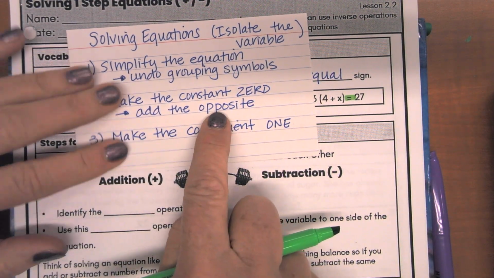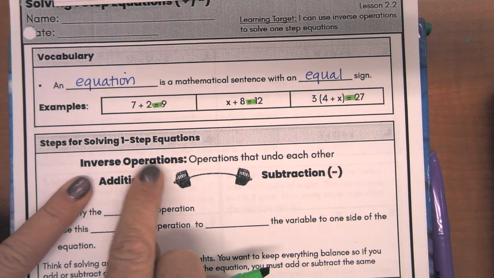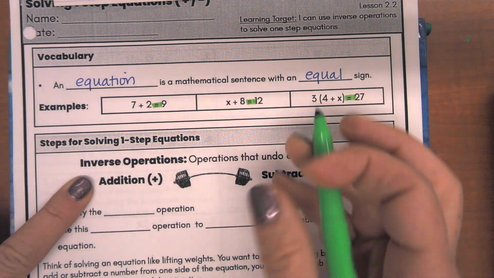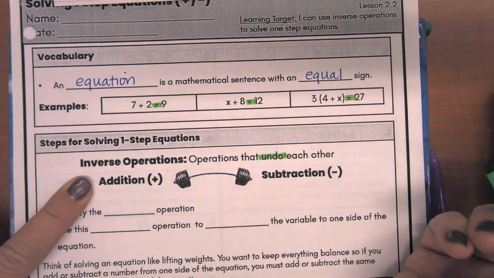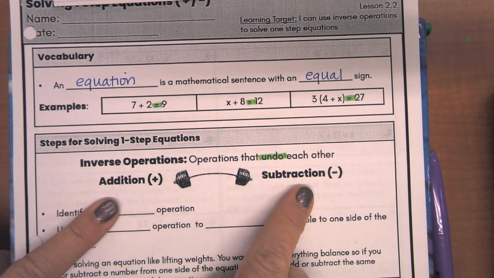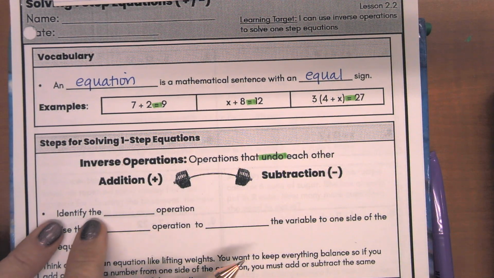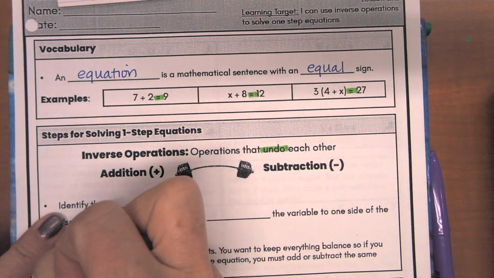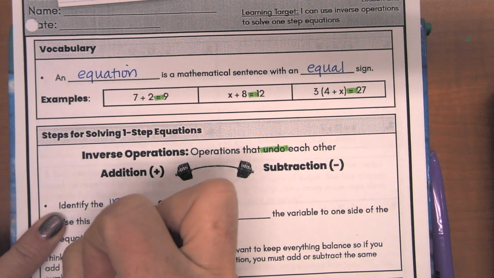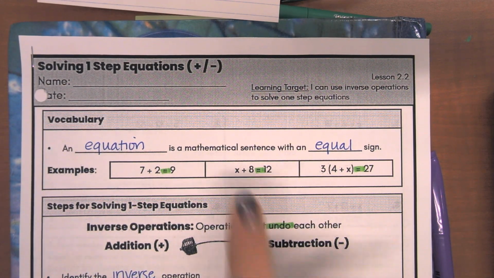Now, in order to solve them, remember in step 2, I told you we were going to add the opposite. What we are actually doing is working with inverse operations. Inverse operations are operations that undo each other. If I have addition, I can undo it with subtraction. So we have to identify the inverse operation. For example, here I have addition. The inverse operation would be subtraction.